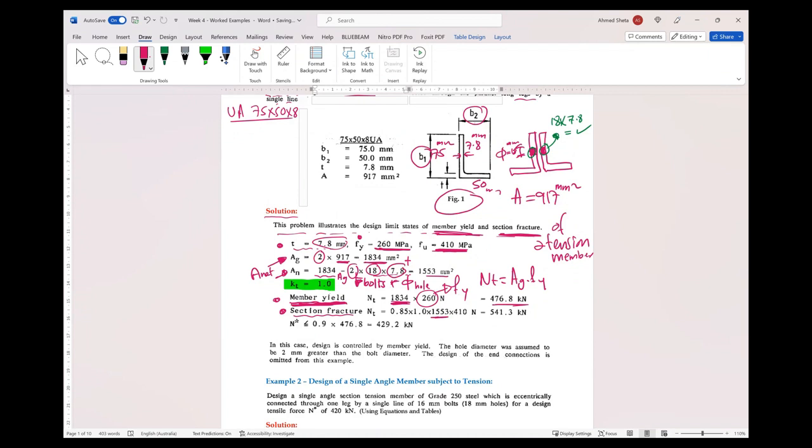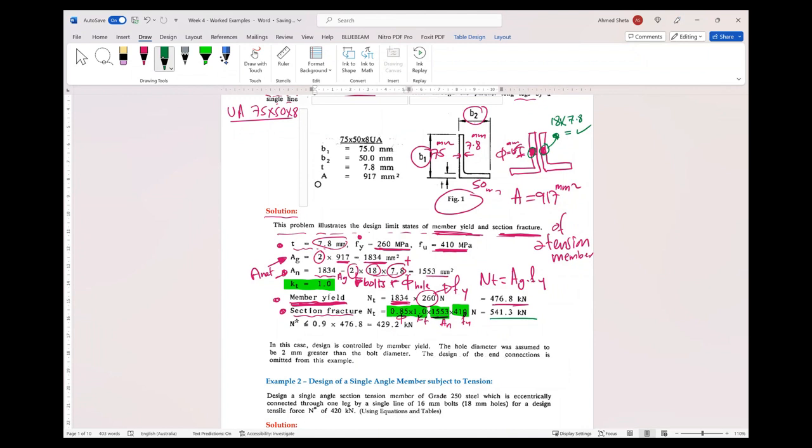For section fracture, we use the net area. So NT equals phi, which is the design reduction factor, times KT times area net times F ultimate. F ultimate is 410, area net is this number, KT is 1, and phi is 0.85. So the value from section fracture is 541 kilonewton.